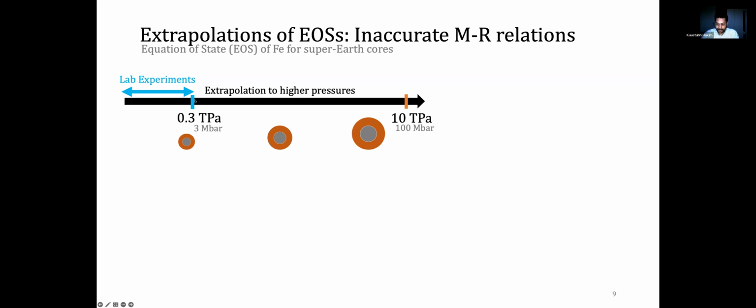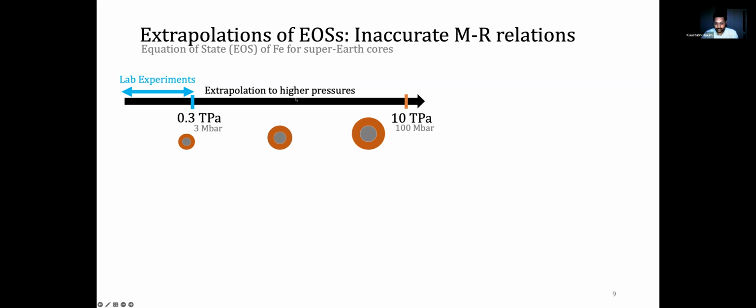But this was also limited due to not only the science goals, but also which facilities you could use to do lab experiments. But then, of course, once you want to calculate this for super Earths, you would expect to go to very high pressures. And these pressures can exceed an order of magnitude beyond the validity range of the data on lab experiments. And that's why we call it extrapolation here, because there is no data here.